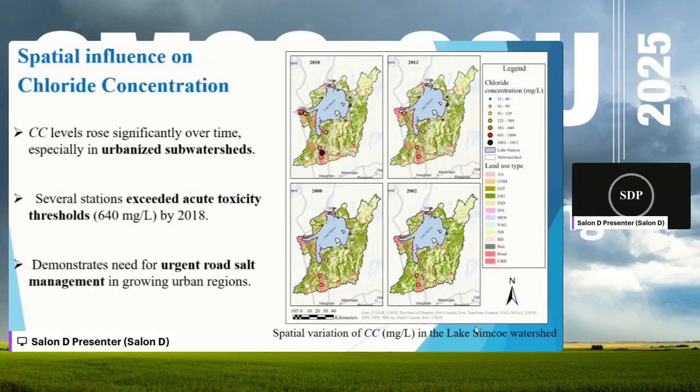In these maps, the evolution of chloride concentration in the Lake Simcoe watershed for 2002, 2008, 2013, and 2018 is shown relative to the chronic and acute chloride values. It shows that while in 2002 the chloride concentration is low, in 2013 and 2018 the chloride concentration reached the acute threshold value of 640 milligrams per liter.